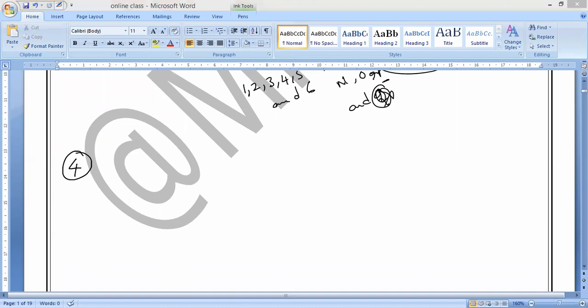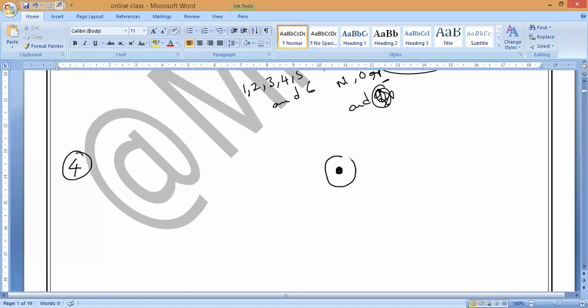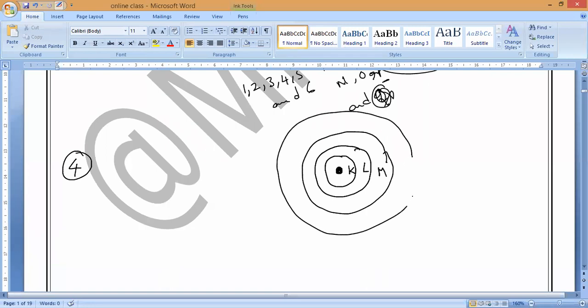Next, fourth point. Is it possible to fill any number of electrons into every shell? Please respond, anybody. Is it possible? No, sir. Because, for example, this is the nucleus. This first shell is called what shell? This shell is called the K shell. The next shell we call the L shell. The next, the M shell. The next, the N shell. Now, is it possible to fill any number of electrons in the K shell?